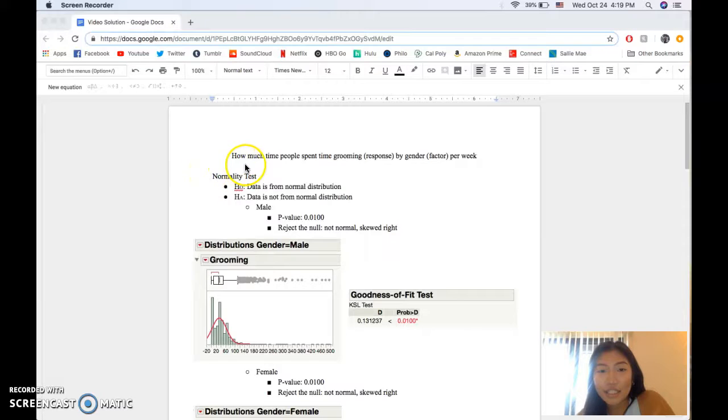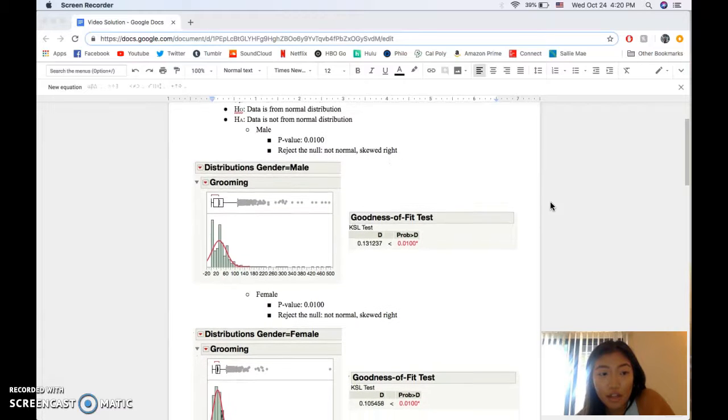The problem I received was how much time people spent grooming, which was my response variable, by gender, which is my factor variable, per week. So first, I analyzed the normality of the data, and the null hypothesis states that the data is from a normal distribution, whereas the alternative hypothesis tells us that the data is not from a normal distribution.